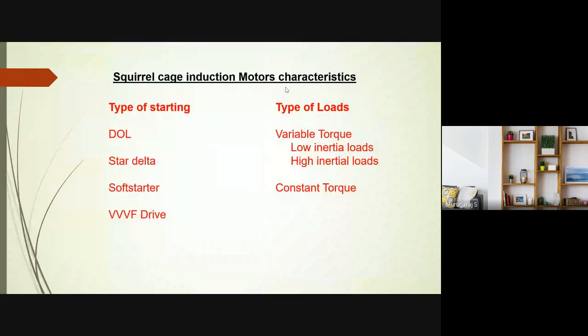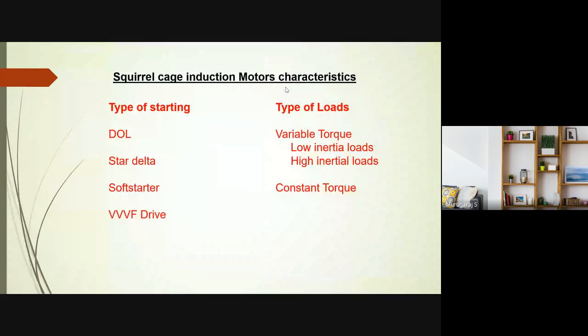So wherever you have low inertia loads, I'll tell you what low inertia loads are. Loads like fan and pump are all low inertia loads, where there will not be much inertia when the motor gets started. So their starting torque requirement is not very high, and star delta starters can be used there.